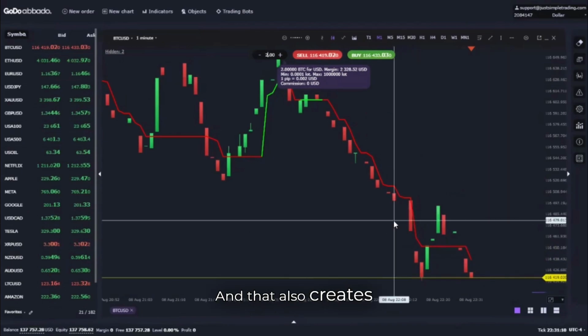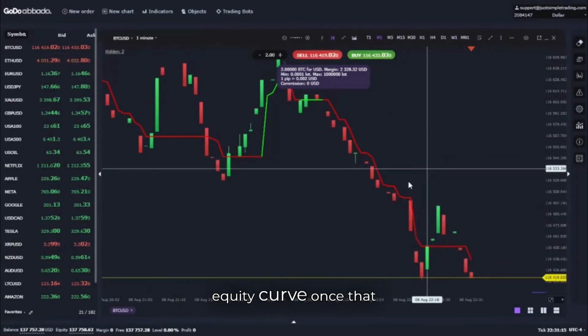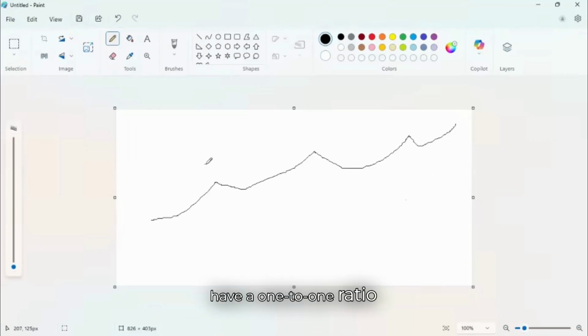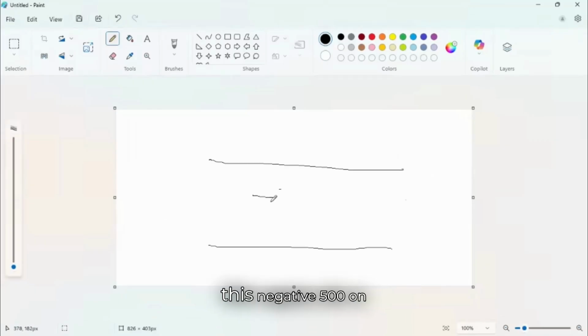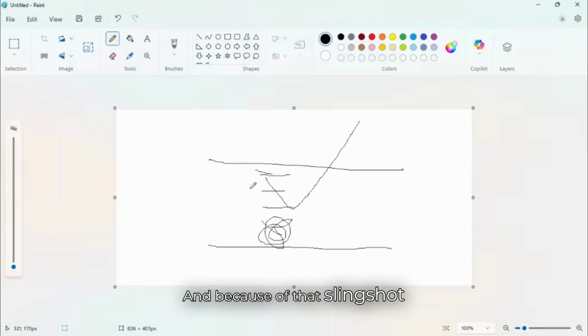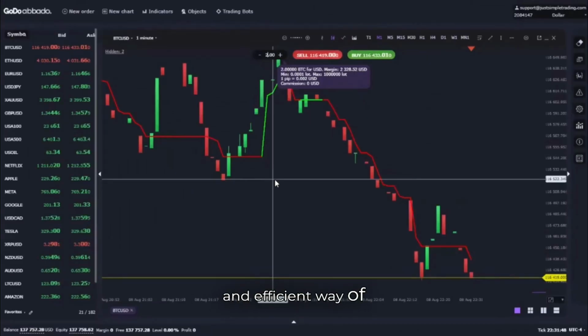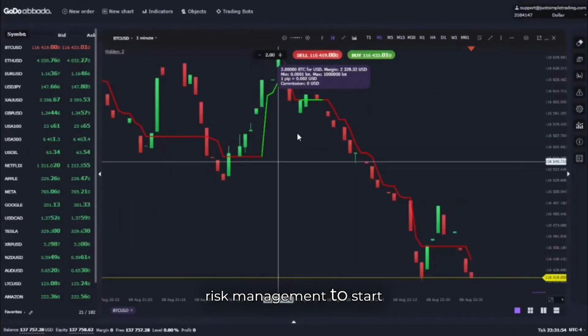And that also creates an averaged out slingshot on equity curve once that trade goes back up because we're averaging into the trade. And now because we have a 1-to-1 ratio, instead of us losing this negative 500 on that 5-lot trade, it may be that we entered 0.5 here, another 2 there, another 1 there, and then we didn't even get the remaining 3 or whatever, but then this pulled back and went up, and because of that slingshot, we ended up with this extra gain and we minimized our risk because we averaged in on that trade. And that's the smart and efficient way of using lot sizing and risk management to start learning how to trade at an advanced level.